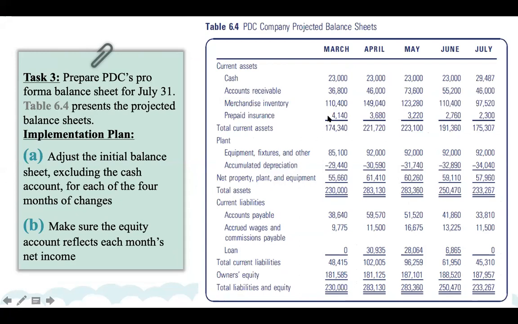Prepaid insurance. For this one, 4,140. Since we are paying $460 of insurance every month, this number will go down by $460 every month. So this number, 3,680, is simply equal to this one minus the insurance that you are paying every month, 460, and that's it. So it is a decreasing number from one month to the next one. Now we just have to sum up all these numbers to get the total current assets.